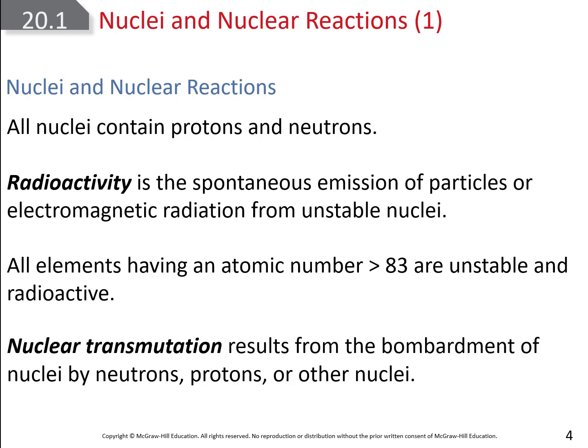So how do you know if a nucleus is going to be unstable? In general, we'll go through some more rules, but in general, very, very large nuclei, the bigger they get, the more unstable they become. Pretty much anything over atomic number 83 is going to be unstable and radioactive, but we do have some that are less than 83 that are radioactive. Nuclear transmutation refers to the bombardment of nuclei by neutrons, protons, or other nuclei. This is what triggers a nuclear reaction that is non-spontaneous. So rather than it just decomposing on its own, you hit the nucleus with something that is going to destabilize it and start the nuclear reaction.